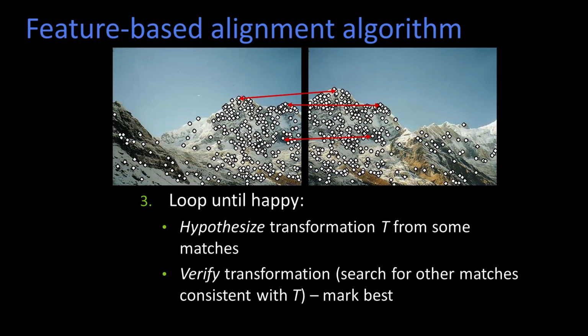So after we find the putative matches, then we have the loop until happy routine. Okay, so loop until happy says, hypothesize some transform T from some of the matches. Actually, this is what's going to be interesting, the sum of the matches, okay? And then we're going to verify the transform. We'll talk about what that means in a minute. And we keep doing this until we think we found a solution that's really good. That's what it means to loop until happy, at least today. And then you apply the transform.